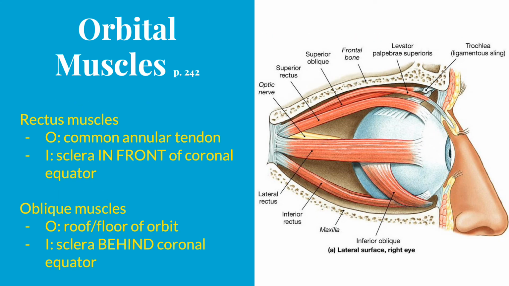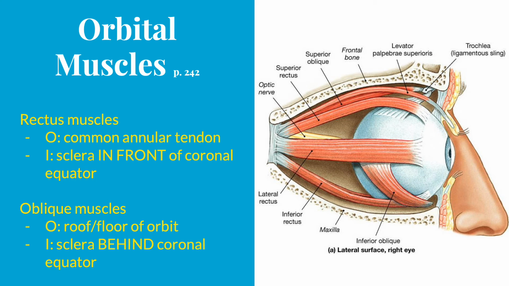Orbital muscles, all right. What you want to know about your orbital muscles is their origins and insertions, and then also their actions. You probably covered that a little bit more in the lab portion because some of them are a little bit wonky. Your rectus muscles are nice and straightforward. They originate from the common annular tendon, and then they insert into the sclera right in front of the coronal equator.